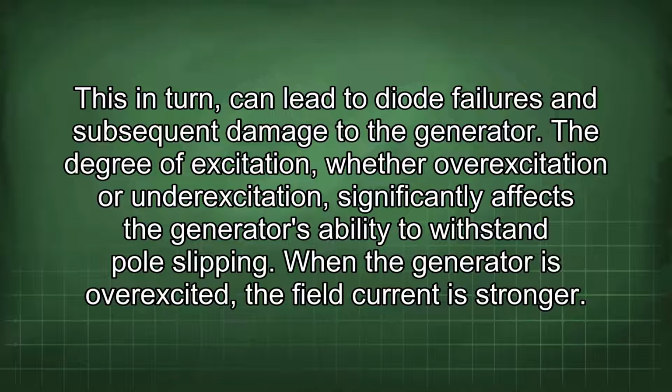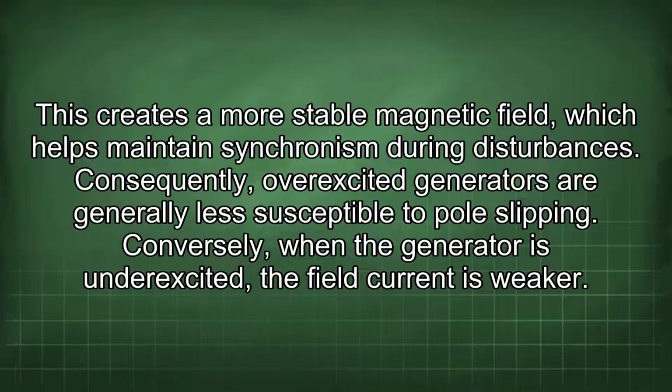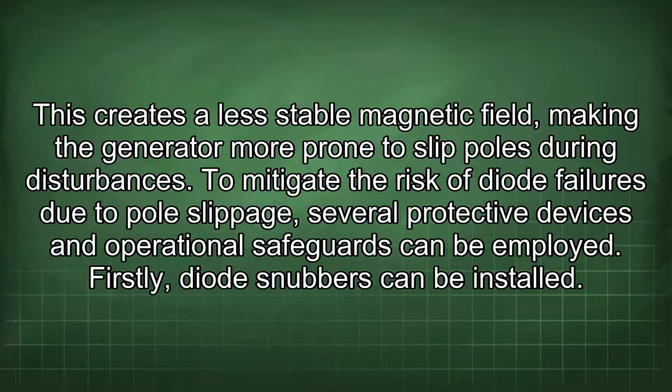When the generator is overexcited, the field current is stronger. This creates a more stable magnetic field, which helps maintain synchronism during disturbances. Consequently, overexcited generators are generally less susceptible to pole slipping. Conversely, when the generator is underexcited, the field current is weaker. This creates a less stable magnetic field, making the generator more prone to slip poles during disturbances.